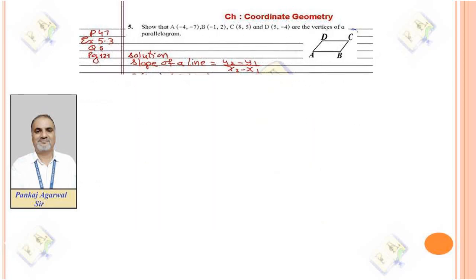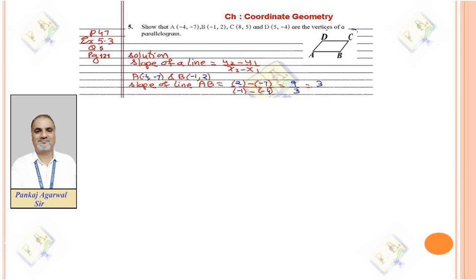P47. Show that A coordinate, B coordinate, C coordinate and D coordinate are the vertices of a parallelogram. We have done a similar question in exercise 5.1 using distance formula. This question can also be done using distance formula, but here we will be using slope formula. We will be calculating 4 different slopes, as you can see in the figure, that quadrilateral ABCD. So slope of line is (y2 minus y1) whole upon (x2 minus x1).